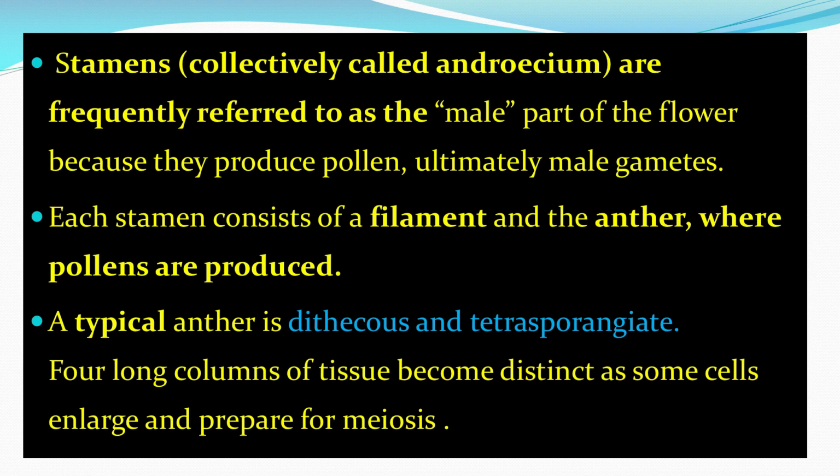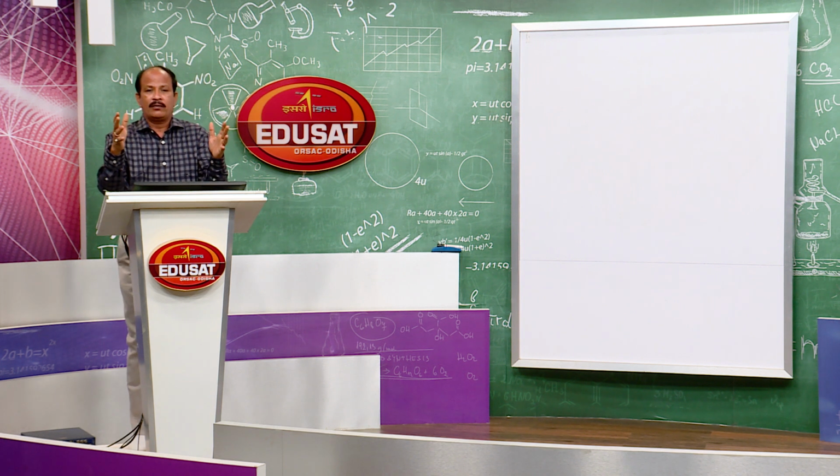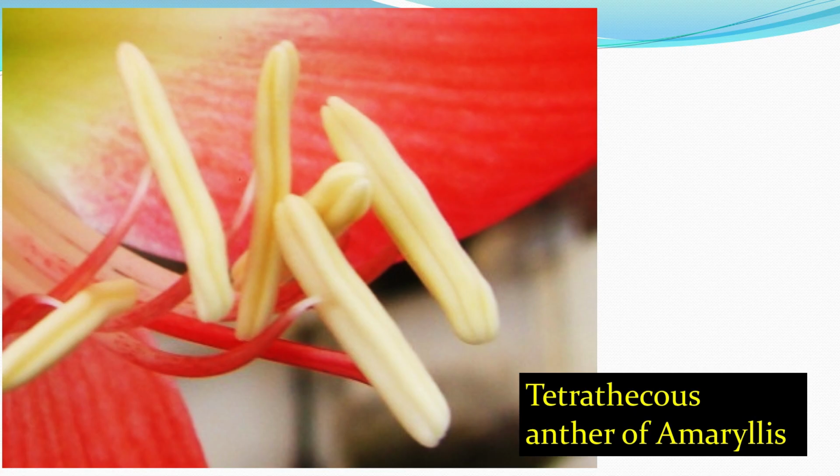Truly speaking, the anther is not the male part, rather on meiosis it produces microspores, which on further development give rise to the male gametes. As male gametes are produced in the anthers, that is why stamens are called microsporophylls, and all stamens constitute the androecium. Andros means male. Okay. So, each stamen consists of a filament, a stalk, and the real spore producing structure called the anther.